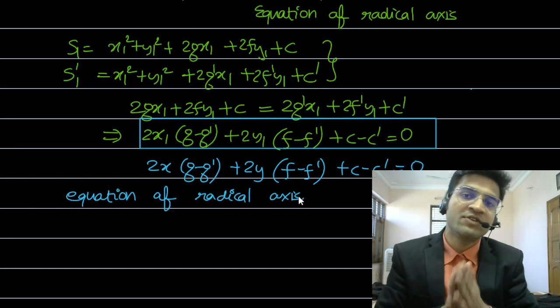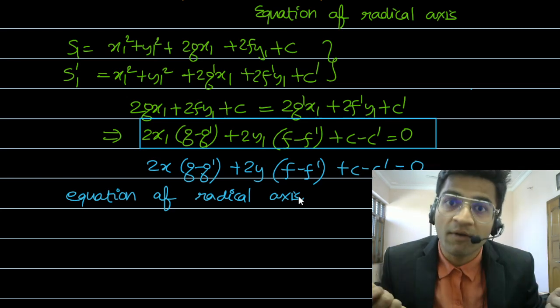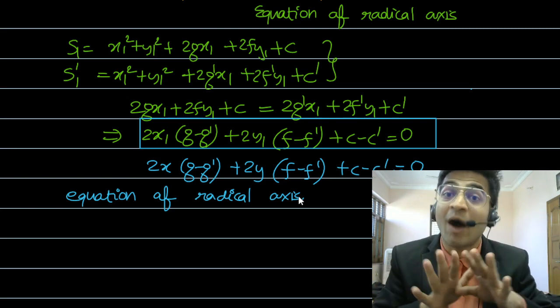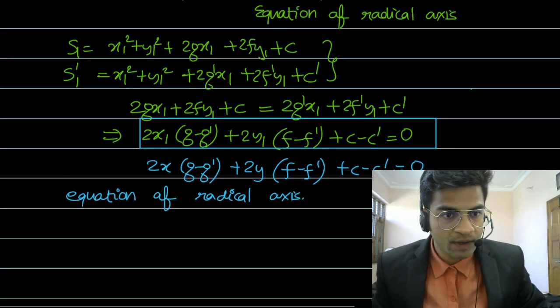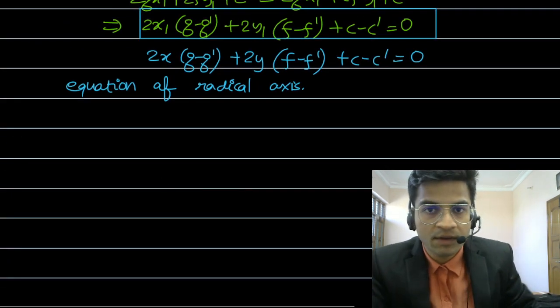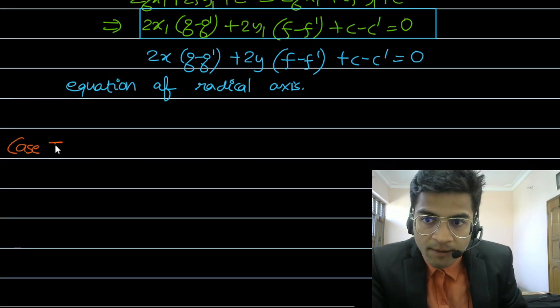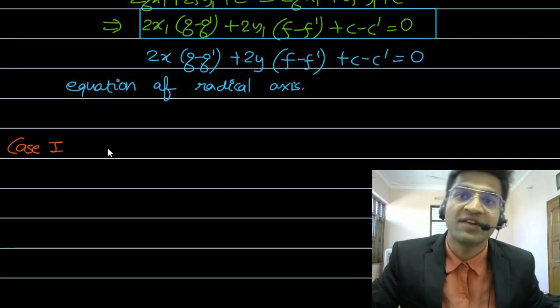The first case is when the distance between the centers of two circles is more than the sum of their radii. That is, the two circles are not intersecting and are lying outside of each other. So this is the first case, case 1, when the distance between the centers of two circles is more than the sum of their radii.